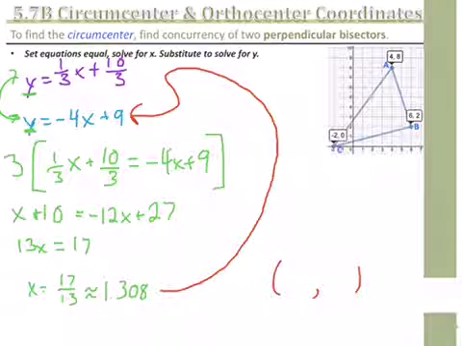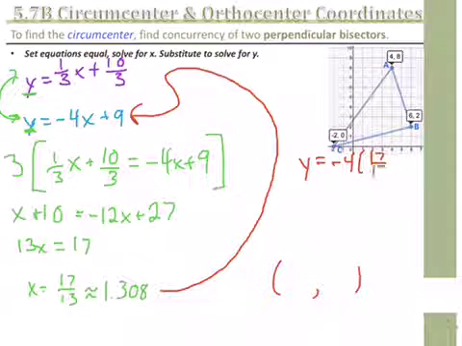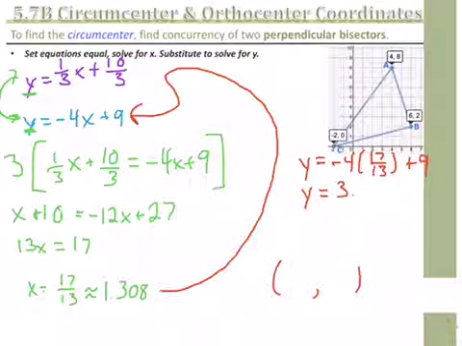So if I plug 17 over 13 in for x, I'll get an equally ugly y value. I'll get y equals -4 times 17 over 13 plus 9. Oh man, you guys probably hate me right now. This y is going to be equal to, timeout, I'm going to cheat with my calculator, approximately 3.769. So Murphy, why have you done this?